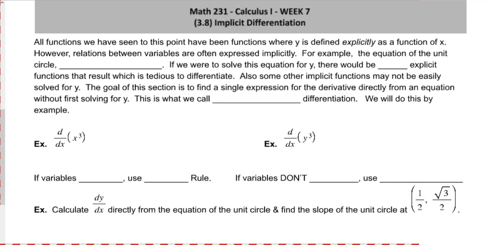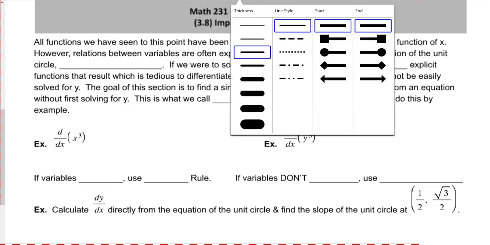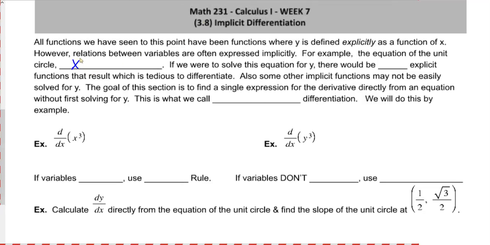So for our last technique, all functions we have seen to this point have been functions where y is defined explicitly as a function of x. So y equals 3x squared minus 2x plus 10 or something like that. It is y is equal to everything in terms of x. However, relations between variables are often expressed implicitly, which means they could have things that are mixed together with x's and y's. For example, the equation of the unit circle, which is x squared plus y squared equals 1, is an implicit relation there.